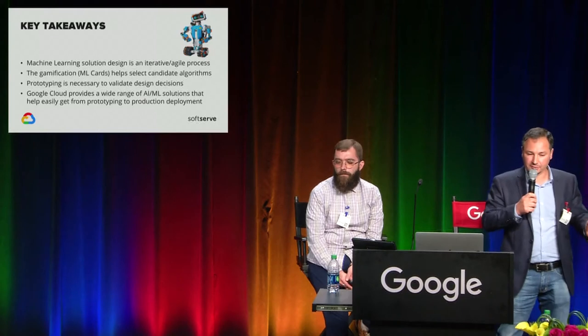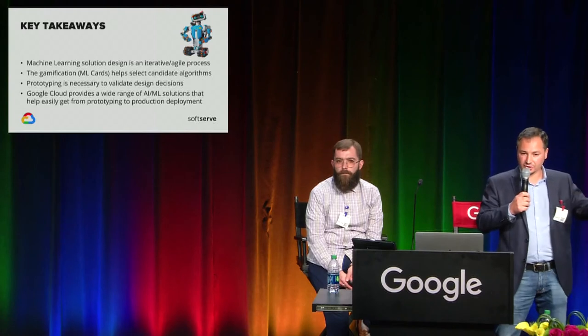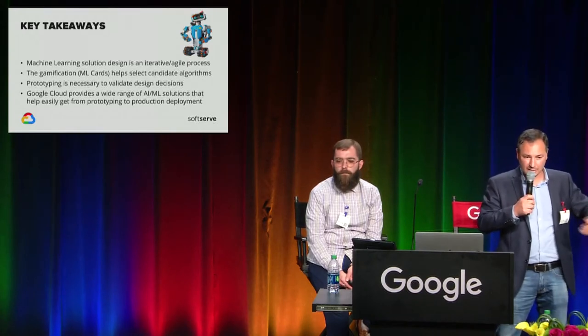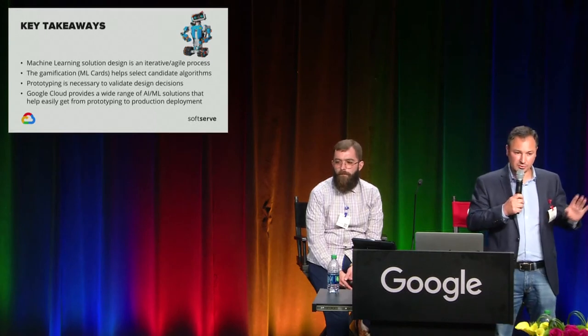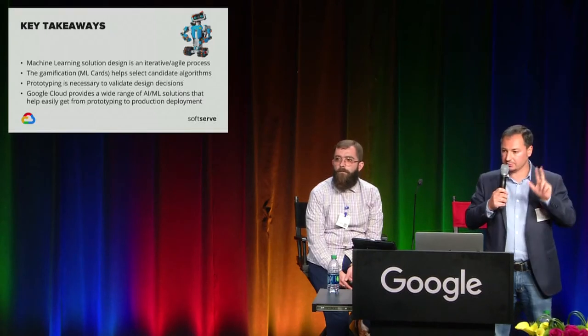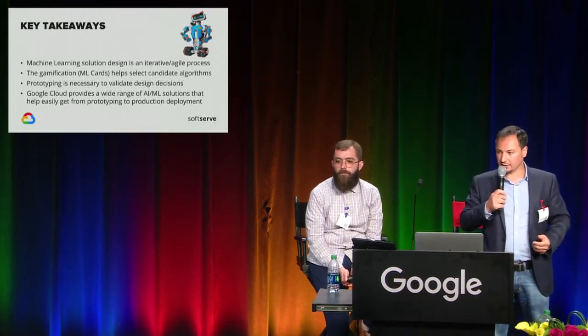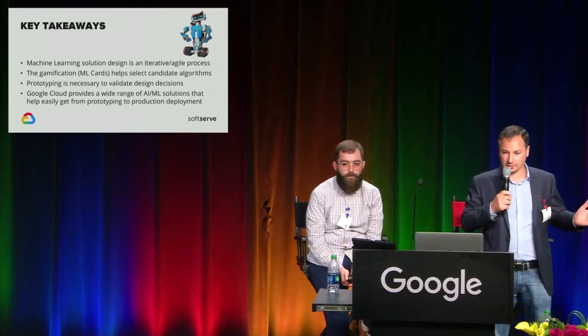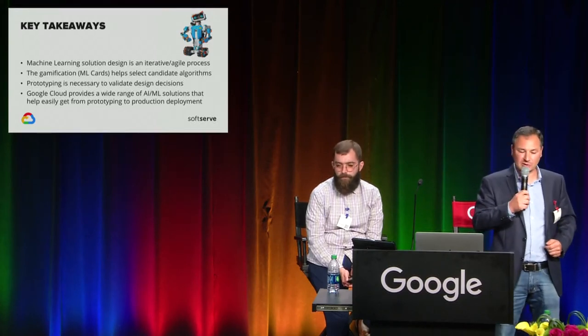Prototyping is necessary to validate design decisions. And in machine learning, as you know, practice is far ahead of theory. Theory is just trying to catch all those practical results. But you have to validate decisions anyway. So once you have selected a couple of algorithms, and we recommend selecting two or three algorithms, run experiments, run prototyping, and select the winner from that prototype. And as Yuri showed, Google Cloud provides a wide variety of AI and ML solutions that are quite easy to get, and you can use them from prototyping to production deployment.